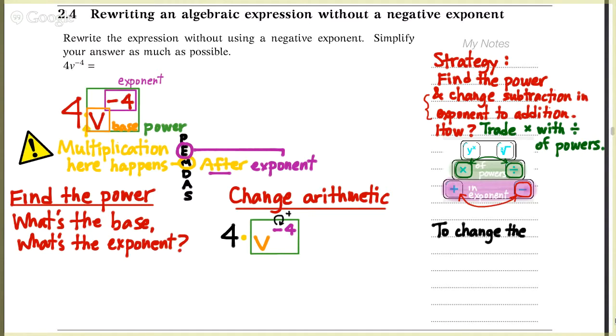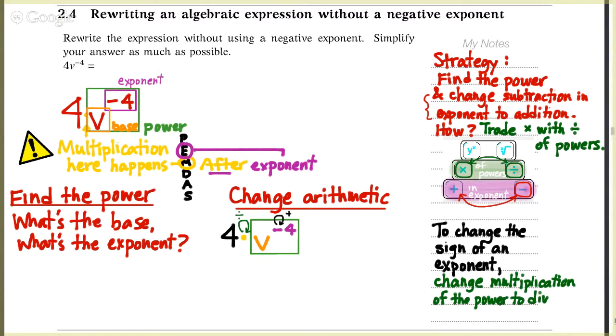So if I want to change subtraction for addition, in other words, change the negative sign to a positive sign, if I want to do that in the exponent, then at the level of the power, what I should be doing is I should be changing multiplication for division. So in other words, to achieve the swap that we want in the exponent, to trade negative for positive, what we can do is instead trade the operation which is in front of that power from multiplication to division instead.